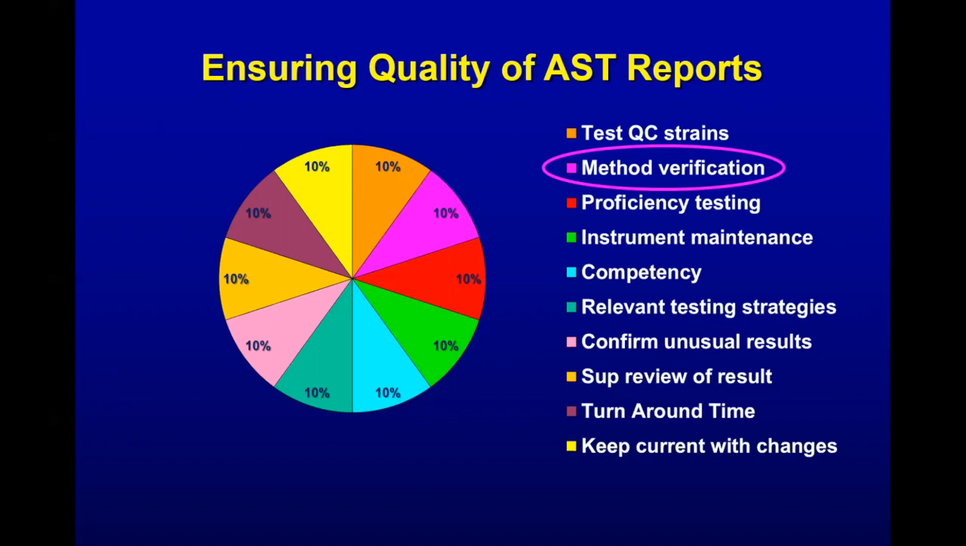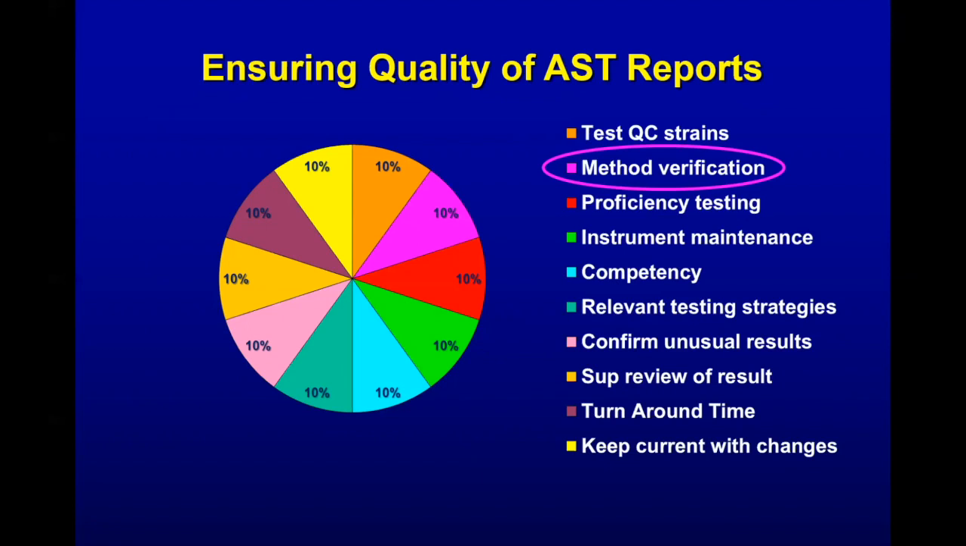Okay, so for ensuring quality of susceptibility results, we know there are multiple parameters we have to consider. We have to do our routine testing of the QC strains. Again, method verification of a new test system or adding a new drug is very important. Proficiency testing, looking at those proficiency testing critiques to see what other problems might be encountered when testing certain drug-bug combinations. Proper attention to instrument maintenance, competency of our staff, using relevant testing strategies. Don't test an organism against drugs that are inappropriate for that organism.